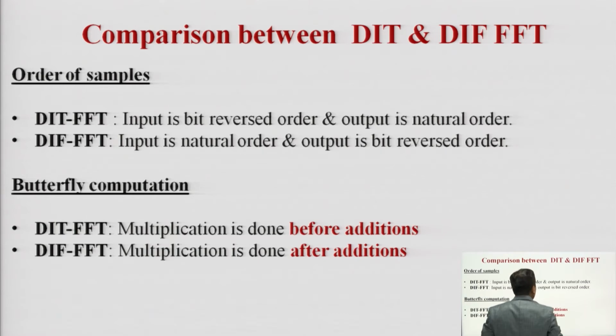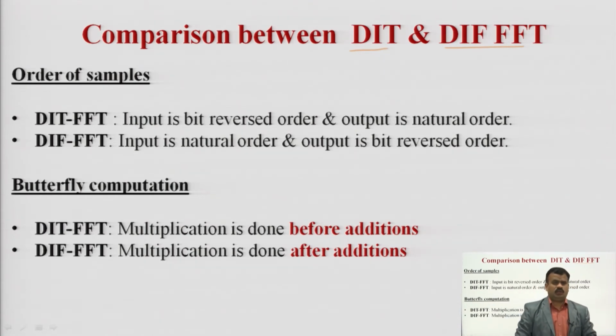Now, comparison between DIT-FFT and DIF-FFT. What will be the comparison? At first, you can see the comparison of order of samples. Order of samples means, in DIT-FFT, your input is in bit reverse order and output is in natural order or normal order. In case of DIF-FFT, your input is in natural order, normal order, and output bits are in reverse order.